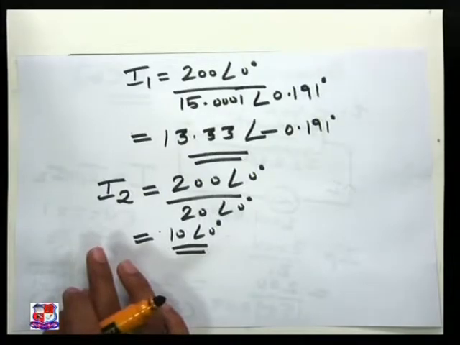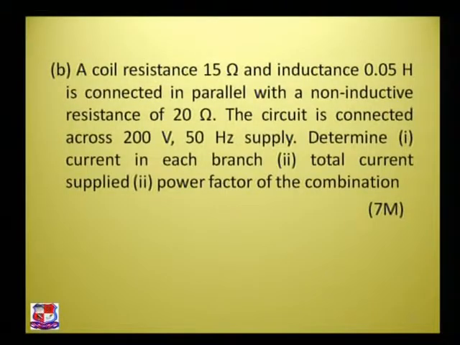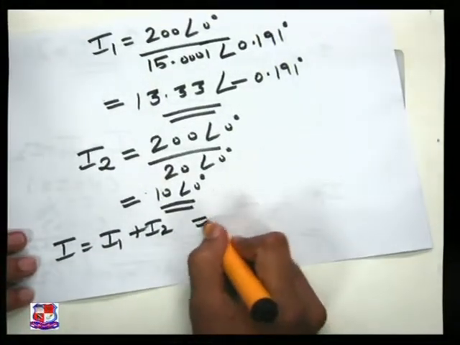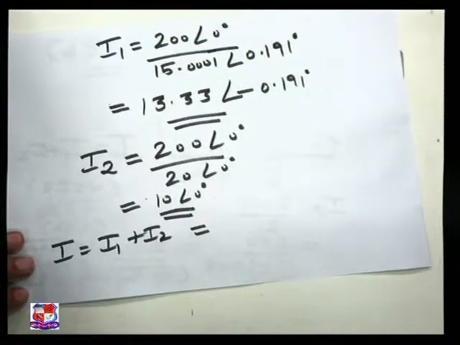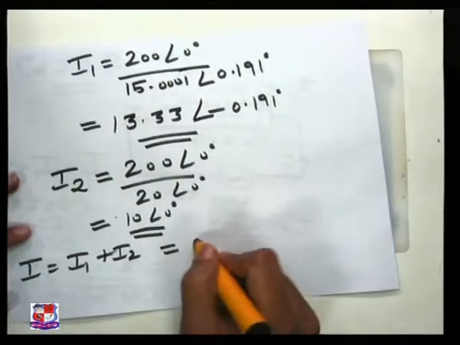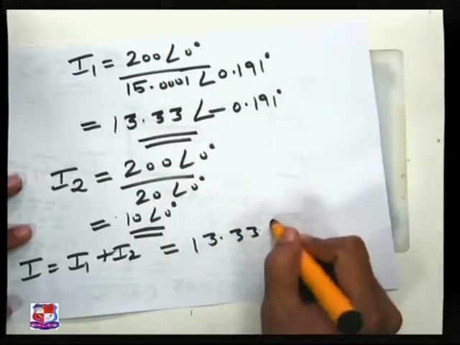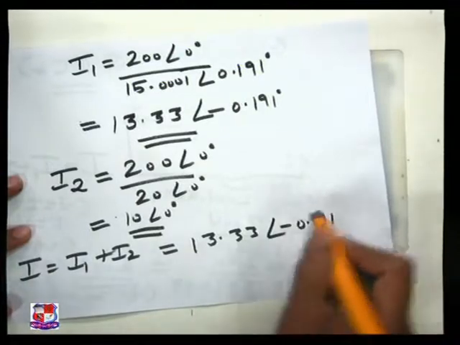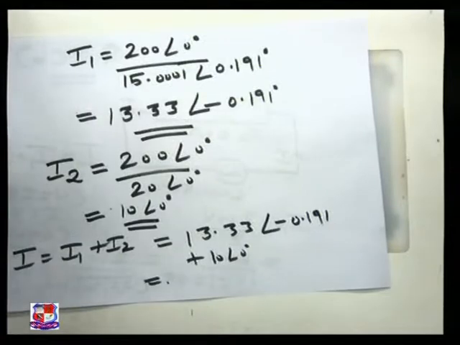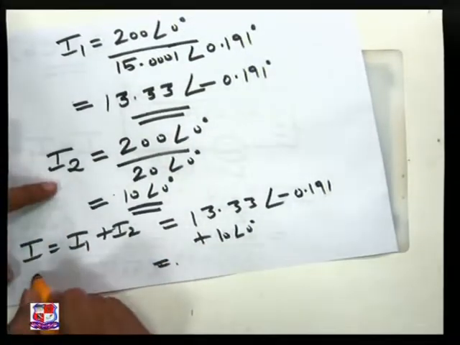So the first part, find the current in each branch, we have solved. Now the second part is to find the total current supplied. Total current supplied will be I equal to I1 plus I2. I1 we already found as 13.33 at angle minus 0.191, plus 10 angle 0. Before solving this, there is one more identity that you should know.